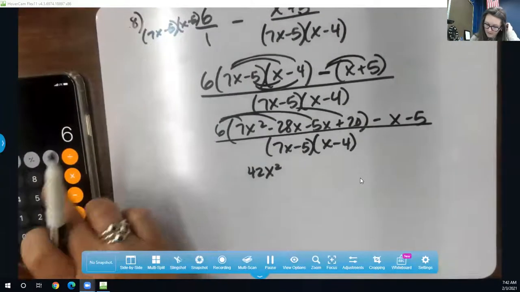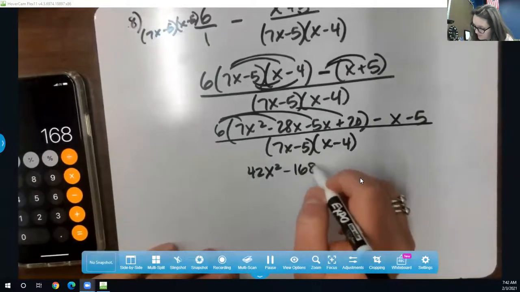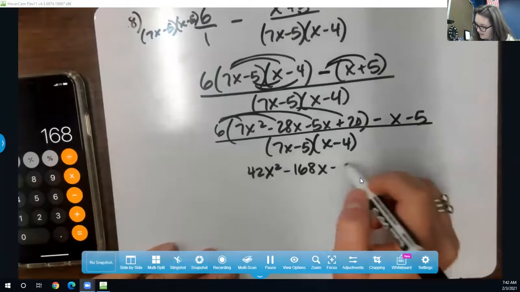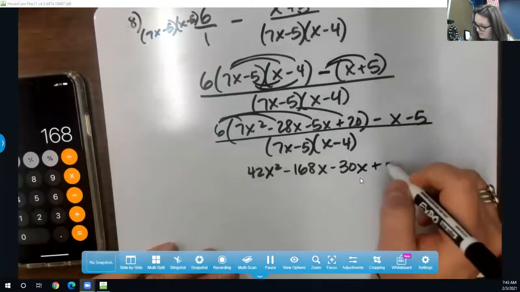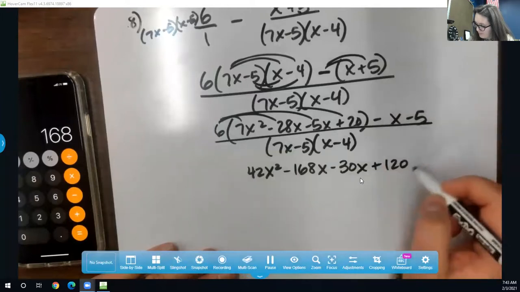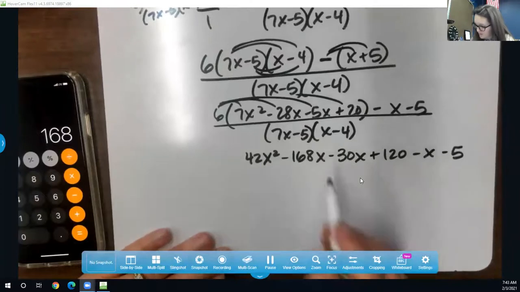Pull out my calculator. 6 times 28 is 168x. 6 and negative 5, we'll combine those in just a second. And 6 and 20 is 120. Okay, minus x minus 5. Now let's go ahead and combine our like terms and see what we get.